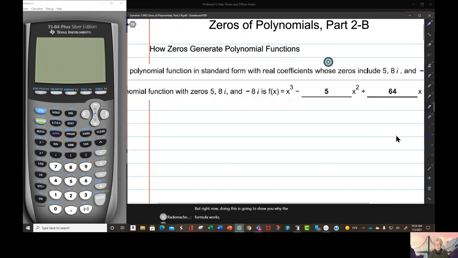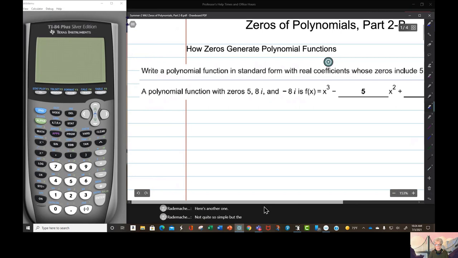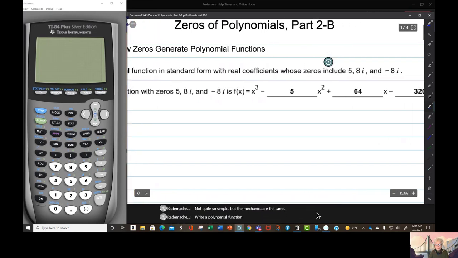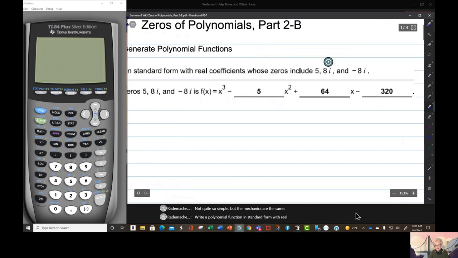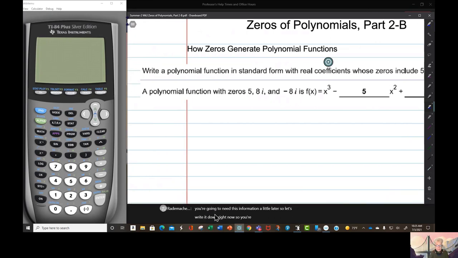Here's another one. Not quite so simple, but the mechanics are the same. Write a polynomial function in standard form with real coefficients whose zeros include 5, 8i, and negative 8i. We have complex conjugate zeros and one real rational zero. You're going to need this information a little later, so let's write it down right now so you're aware.